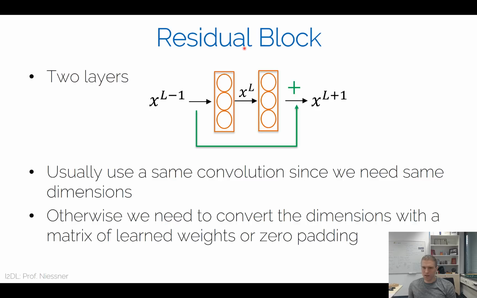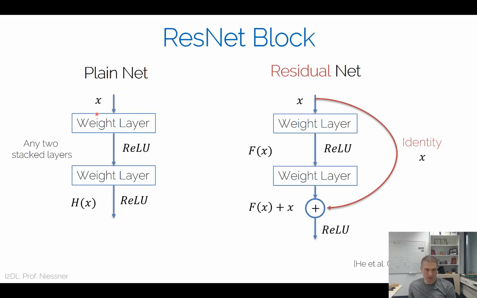So how does it change? Well, we have this plain network with a stack of two layers. Again, let's assume these are convolutions. This is the plain version, what we had before. This is what AlexNet and so on is doing: input, layer, ReLU, layer, ReLU, and so on. And now this residual network adds the identity to it.